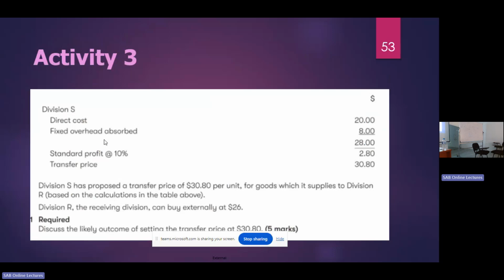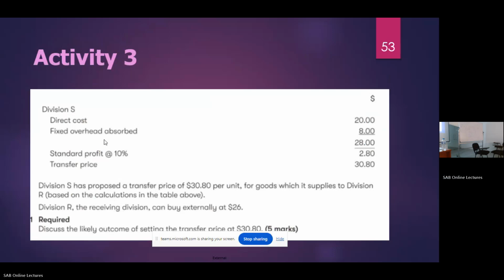But if this 8 fixed overhead absorbed is totally unavoidable, that means whether this product is produced or not, that cost will be incurred by the division. In that case, it is not relevant. So if you price it based on the direct cost 20 plus 10% markup, then you will charge 22. At 22, the receiving division manager will prefer to buy at 22 rather than going for 26 outside. So that will benefit the company.